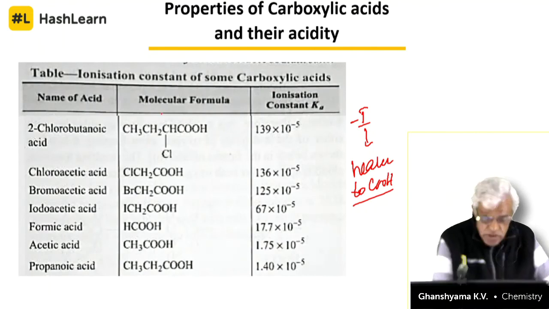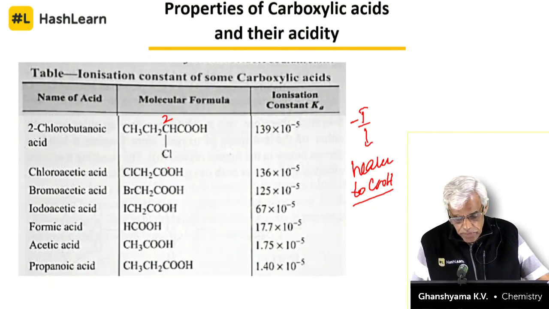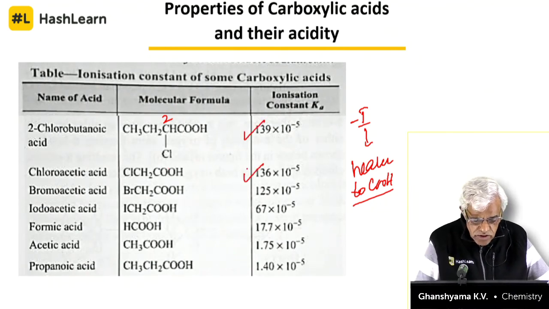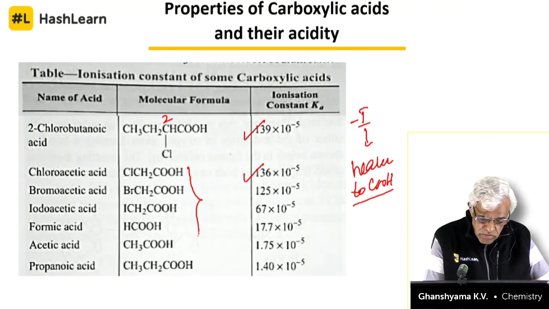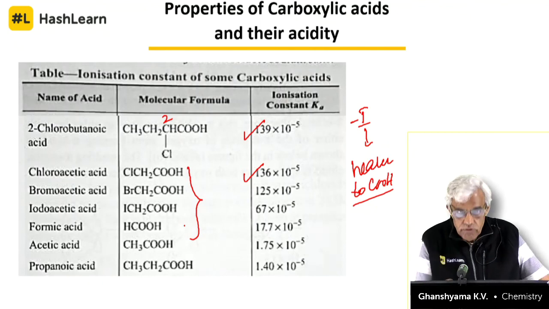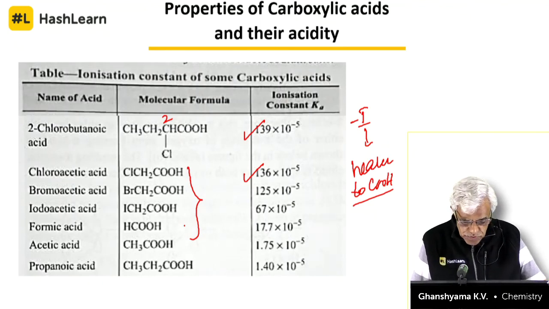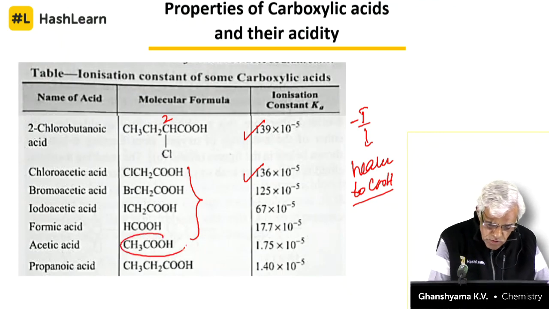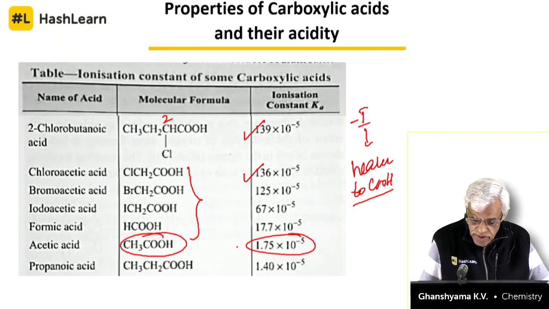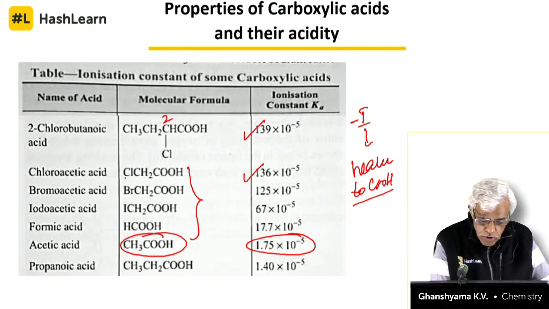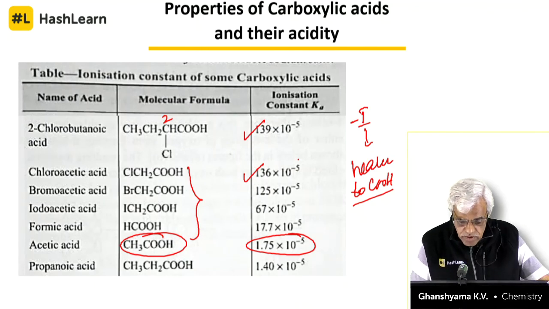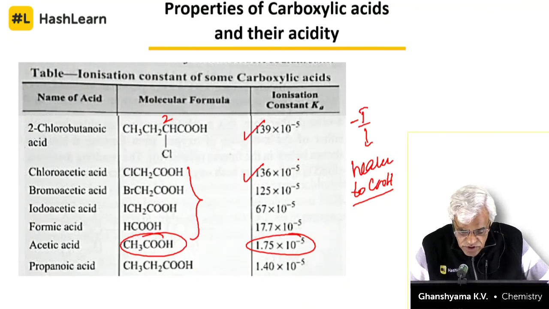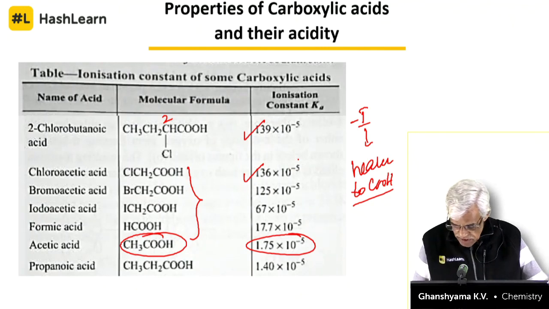See here, this is 2-chloro and this is 2-chloroacetic acid. This is 139, this is 136. As the electronegativity decreases, the Ka value also decreases. So, compared to acetic acid 1.75 into 10 to the power of minus 5, chloroacetic acid is 136 into 10 to the power of minus 5. It is almost 70 times stronger than this.